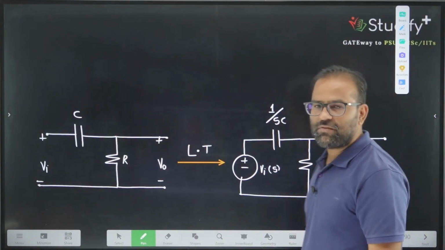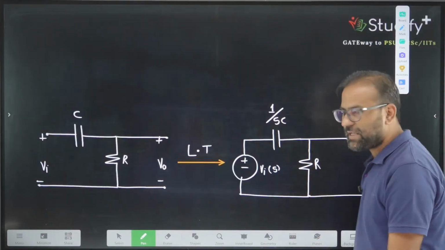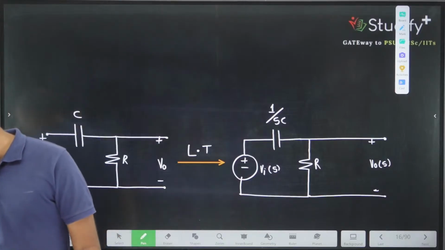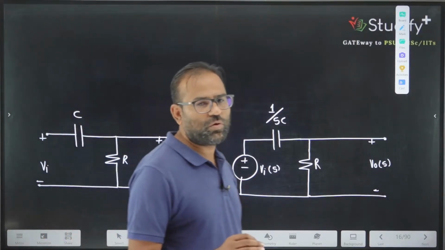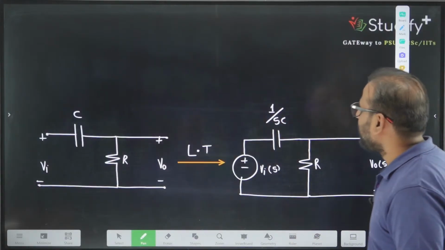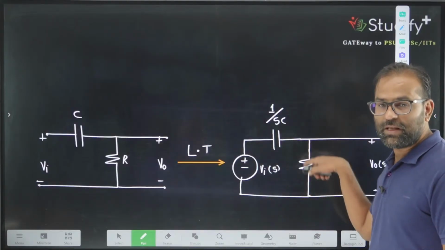This is our circuit, which is available in the Laplace domain. This is the Laplace transform of the circuit, and the initial conditions are 0. If initial conditions are 0, then you don't have to add this additional voltage source. Now we can apply KVL. What is the third step? The third step is to apply KVL in the circuit.